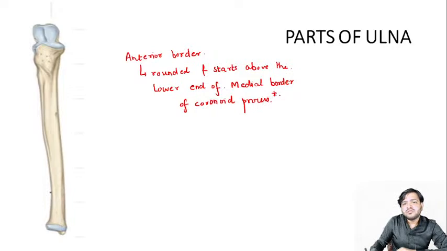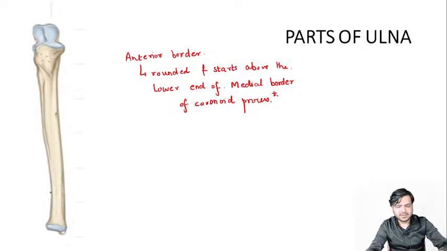Coronoid process किस joint में help करती है? Okay, coronoid process helps in formation of which particular joint and in which particular anatomical movement. I want the answers in the chat box, guys. I've already discussed this particular point in my previous lecture.